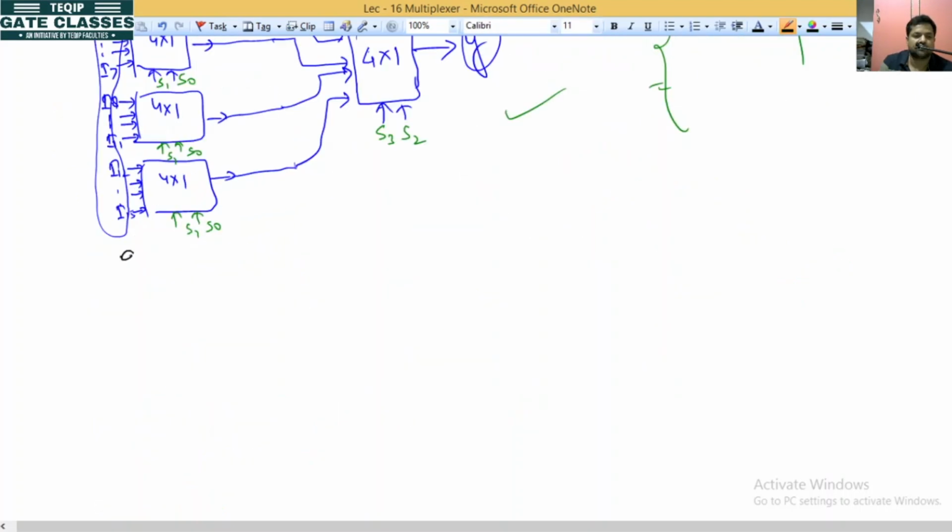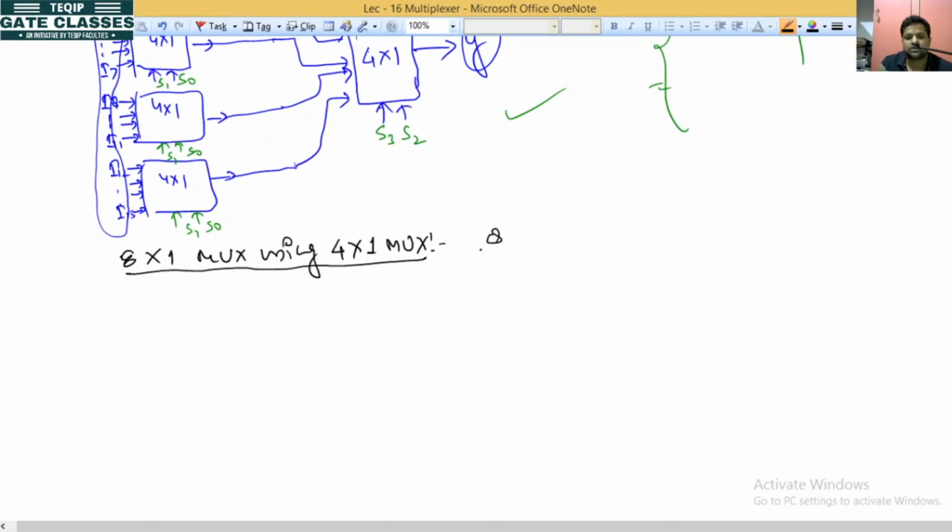Okay, now implement 8x1 mux by using 4x1 mux, then how many mux are required? Okay na? And suppose we have only 4x1 mux, we don't have any gate, so this 8 will be divided by 4, so it will be 2. Again these 2 will be divided by 4, it is the ceil value.